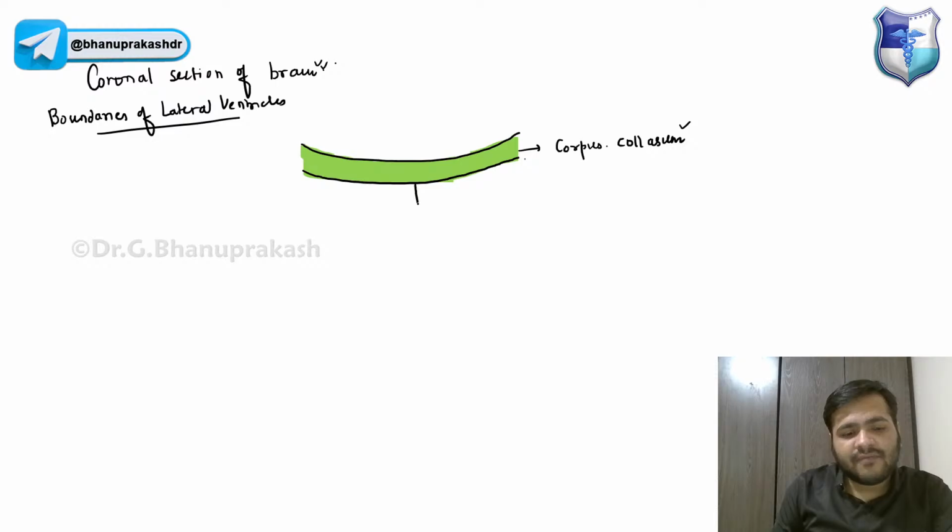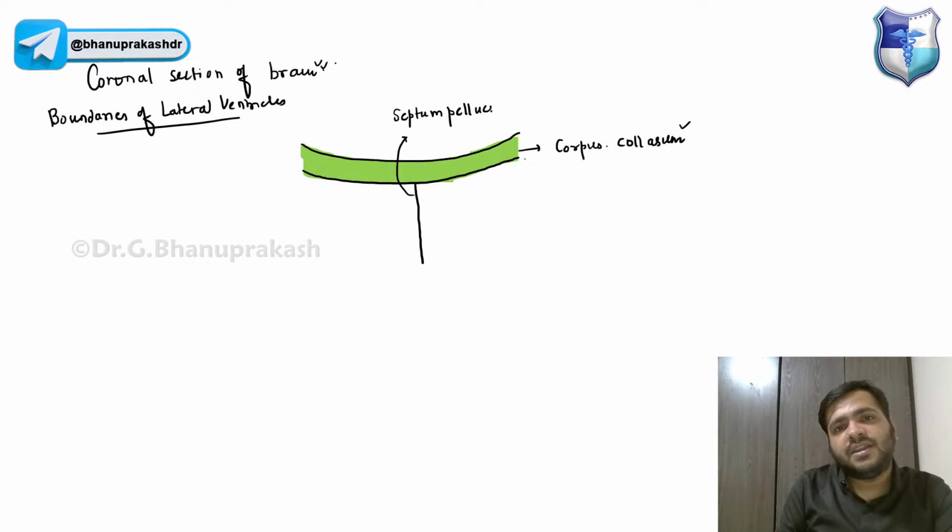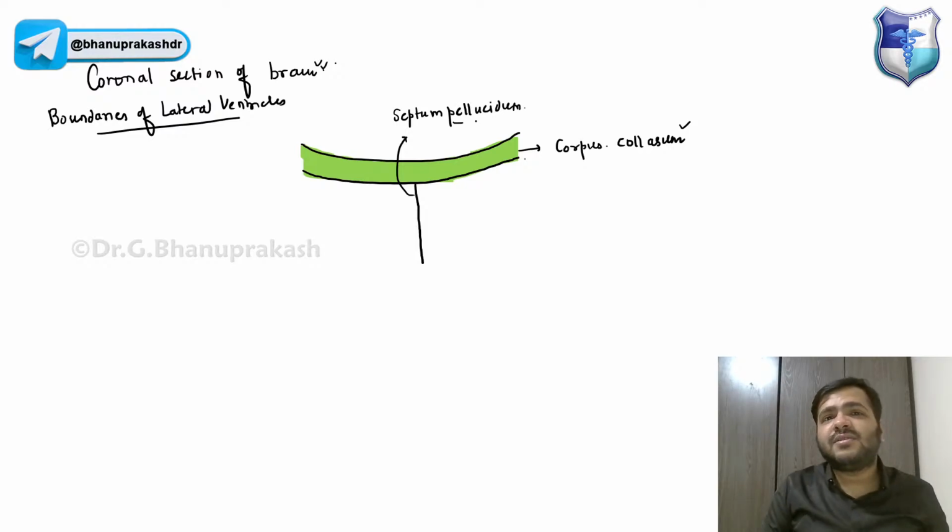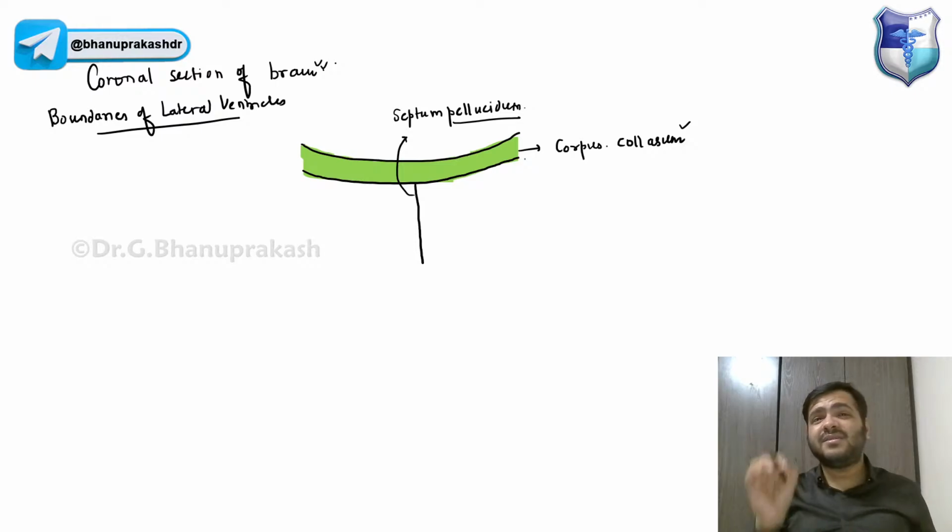Now, in the medial part, we will have a thin septum that is called the septum pellucidum. The medial wall is formed by the septum pellucidum. Now, what is this pellucidum, guys? Pellucidum means translucent. It is a translucent septum, a very thin septum seen in the middle. That forms the medial wall. That is why it is called the septum pellucidum. It is basically translucent.